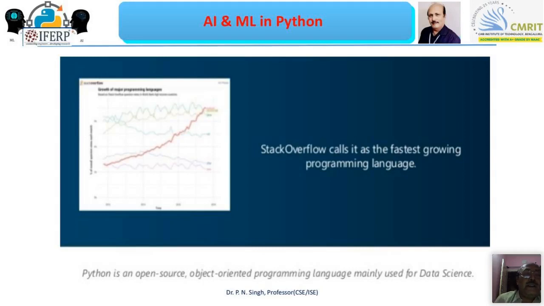I think it is less visible to you. See the growth of Python against the other programming languages. It has reached Java, JSP, and .NET in the last 7 years. That is the growth of Python. It is an open source object-oriented programming language mainly used for data science.